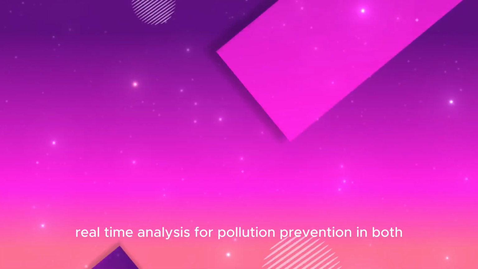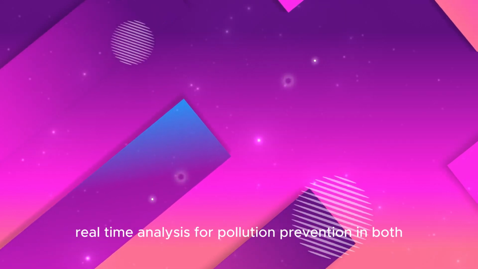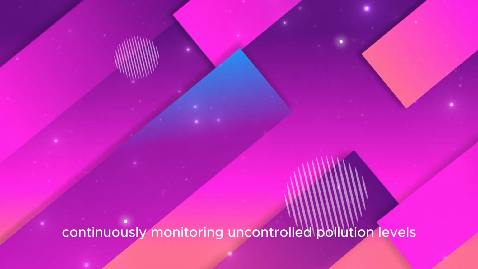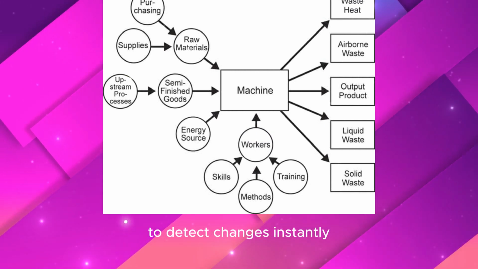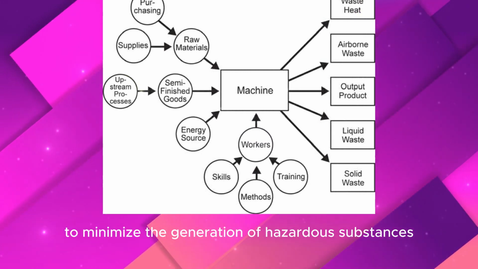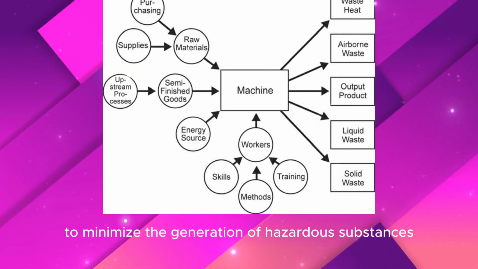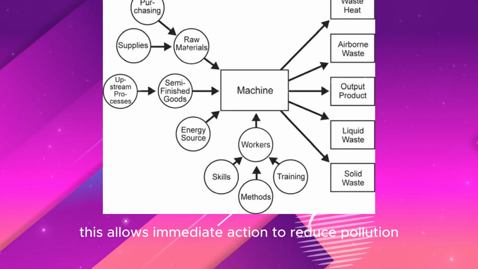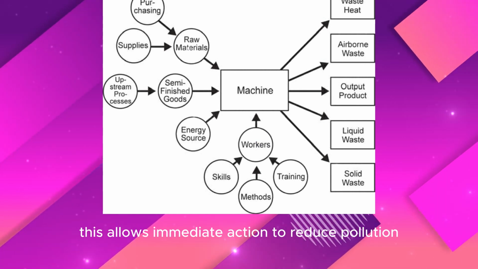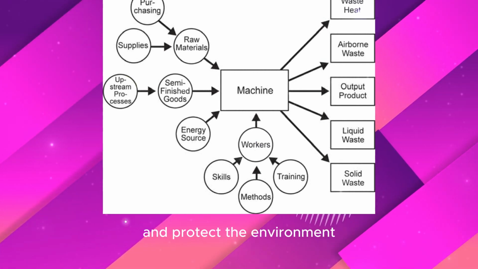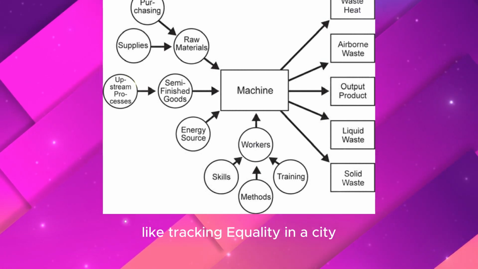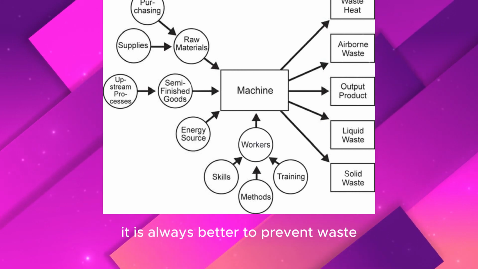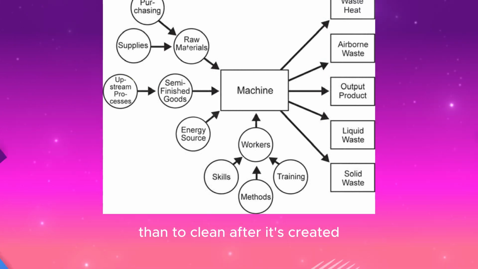Real-time analysis for pollution prevention involves continuously monitoring and controlling pollution levels to detect changes instantly and minimize the generation of hazardous substances. This allows immediate action to reduce pollution and protect the environment, like tracking air quality in a city. It is always better to prevent waste than to clean it after it's created.